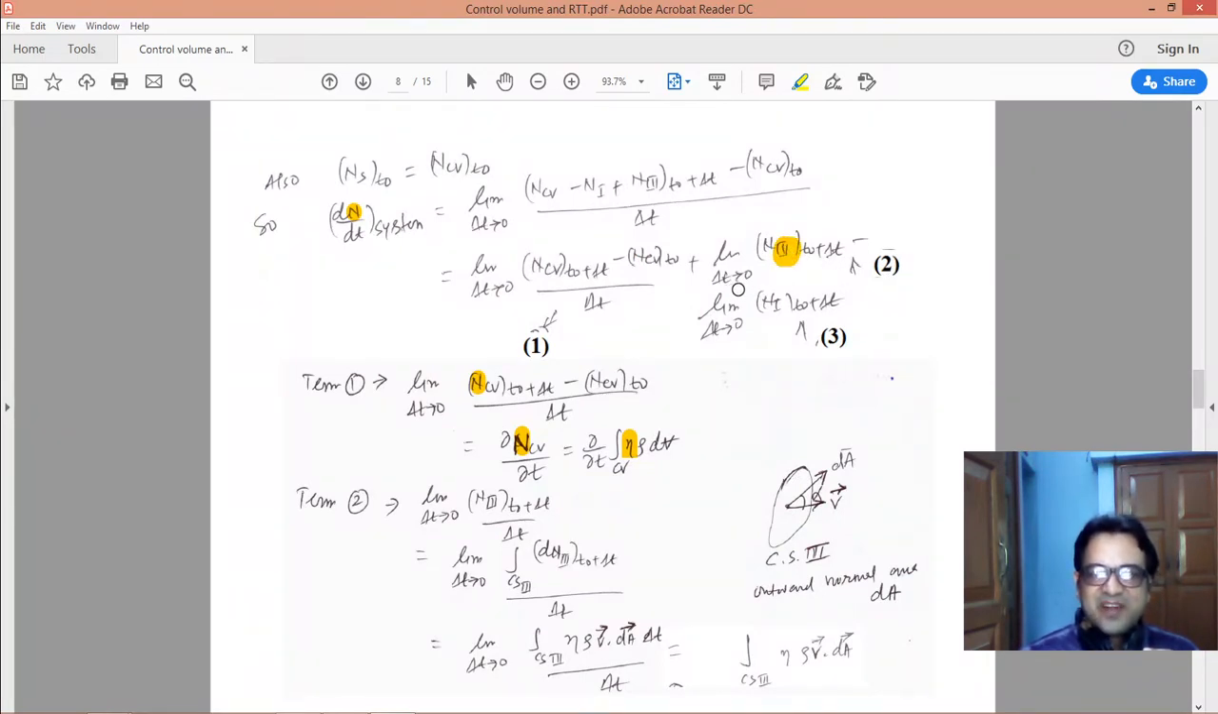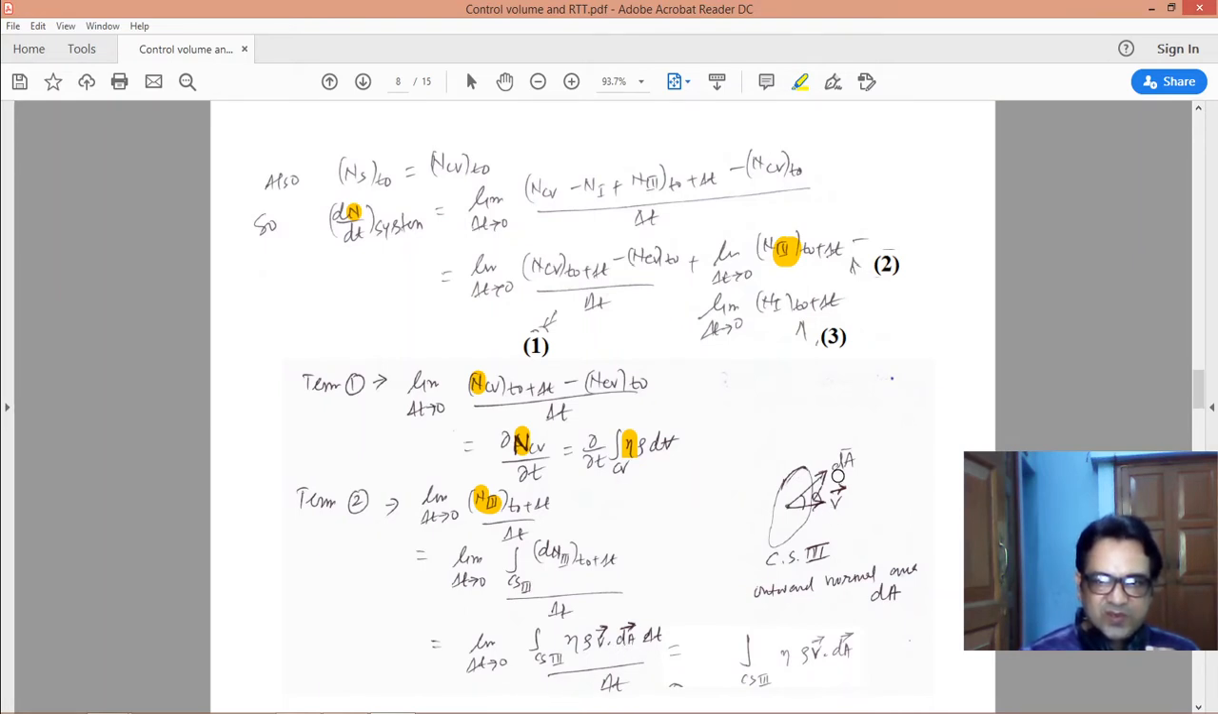Okay, so limit delta t tends to 0 of the extensive property for region 3. So the term 2 becomes limit delta t tends to 0 integration of dN for region 3 at t naught plus delta t divided by delta t. So it was the extensive property. If you integrate for the intensive property, the change of N, then you will get this limit.